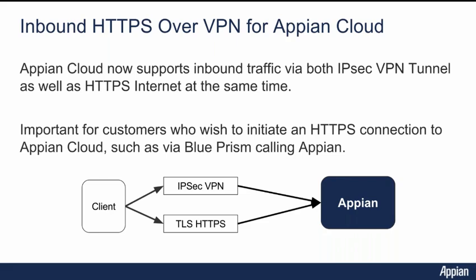One of the use cases we've seen is to support a Blue Prism environment calling Appian, having that TLS available for Blue Prism, while IPsec VPN is used for all their clients. If you'd like to consider this configuration, again, please reach out to the Appian Cloud team. They'd be happy to answer your questions. This specific network security configuration is applied to your Appian Cloud by request only.